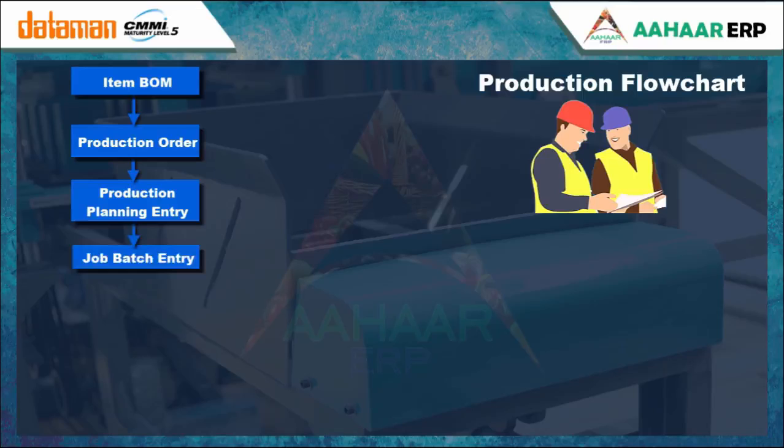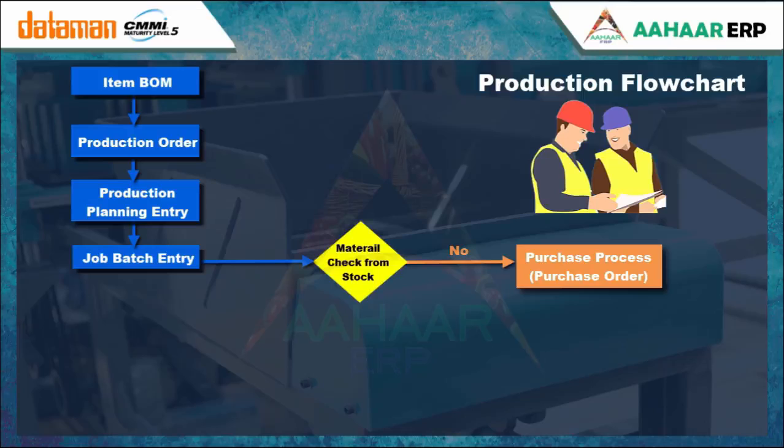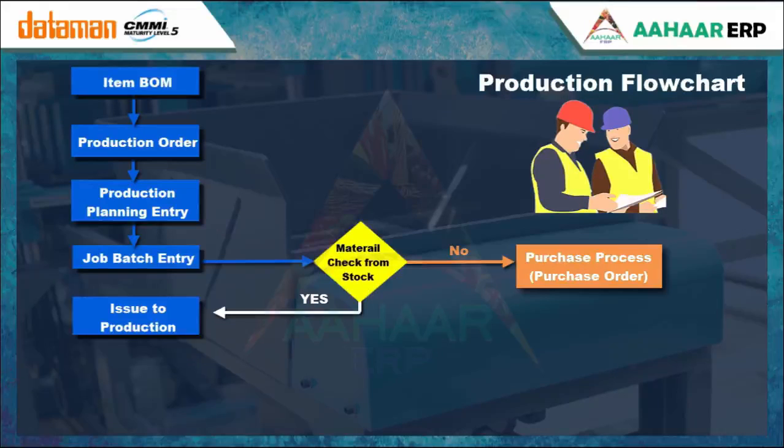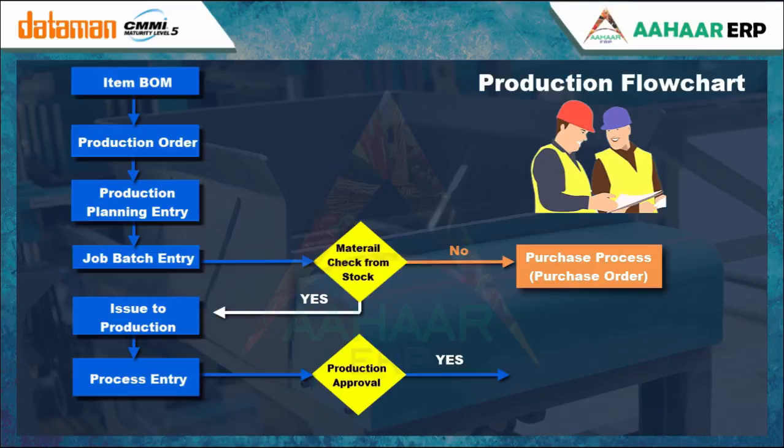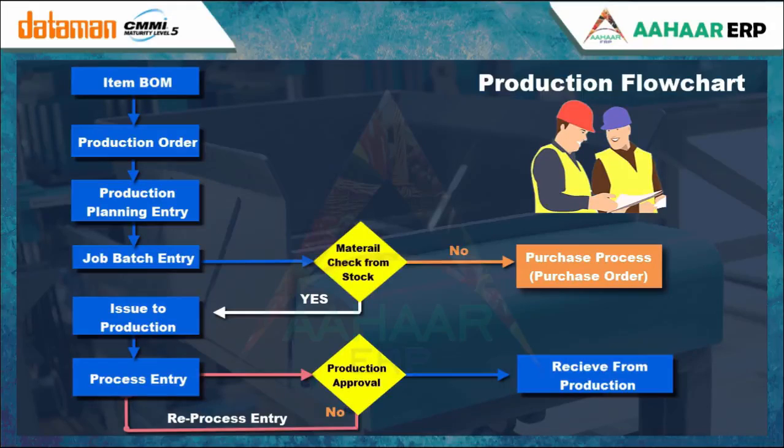After that we do job batch entry, to assign a batch number to a particular job of production. Then we check material is available in stock. If not available, then we can purchase material with purchase process. If material is available, then we do issue to production entry, to issue consumed items for production, process and batch wise. After that we do process entry, to receive finished product in bulk after production. If production is approved, then we do receive from production entry, to maintain finished material stock pack size wise. If not approved, then we reprocess it.